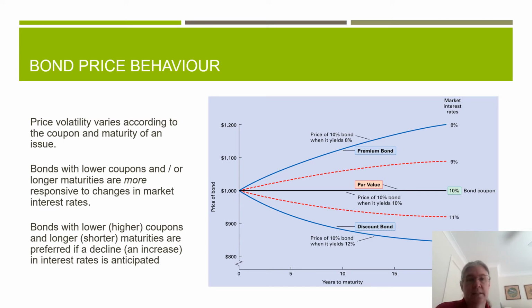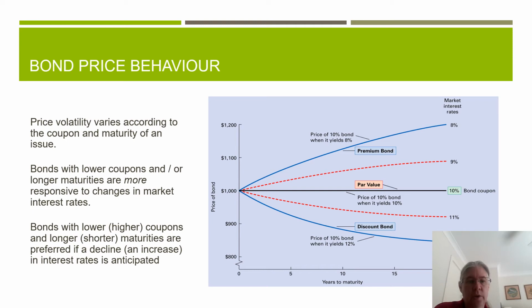Let's have a look at the behavior of bond prices. So this is time across the horizontal axis. Let's have a look at bond price behavior. The volatility of the price depends on the coupon payments and how long it is to maturity. Bonds with lower coupon amounts or longer maturities are more responsive to changes in the market interest rates.